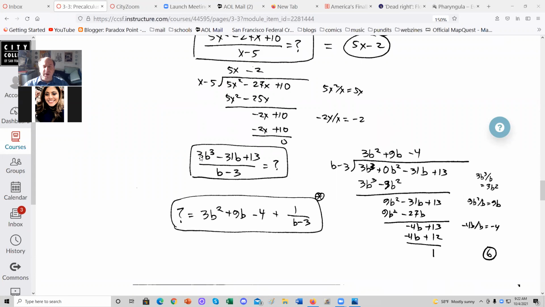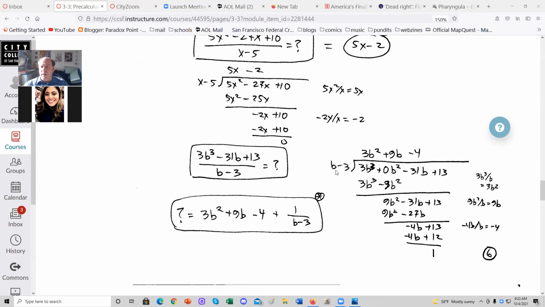Here we have 3b cubed minus 31b plus 13 over b minus 3. What's that? All right, b minus 3 outside. 3b cubed, 0b squared, you have to put in those placeholders, minus 31b plus 13. Here we go. Leading terms, 3b cubed over b is 3b squared. Put that in the quotient. 3b squared times b minus 3 is 3b cubed minus 9b squared. Subtract, 0 minus negative 9 is a plus 9. 9b squared minus 31b plus 13.